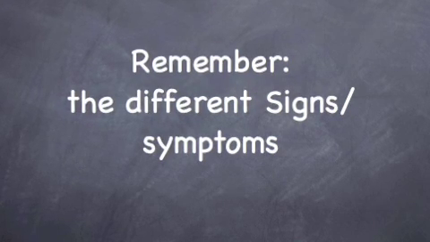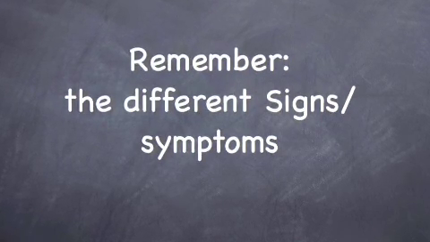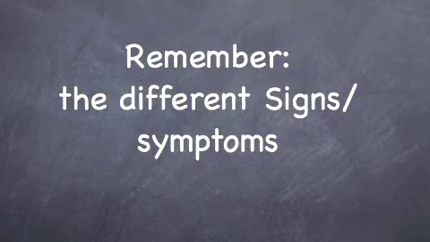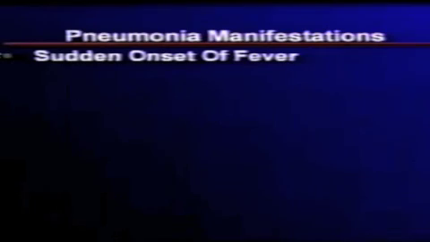Now, what do we normally see? The common things that you see, the very first thing, and I would star this, is a sudden onset of fever. That doesn't mean that they have a 100.1. It means that one day they're fine, the next day their temperature is 103. In children, you may see it at 105.